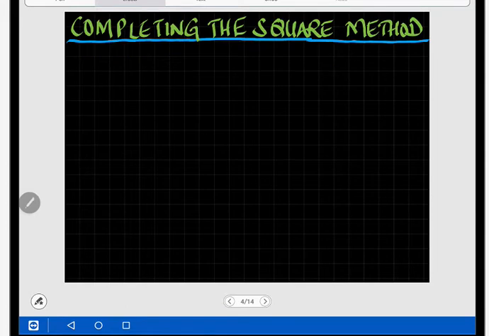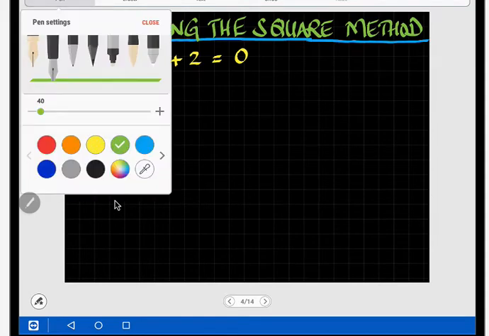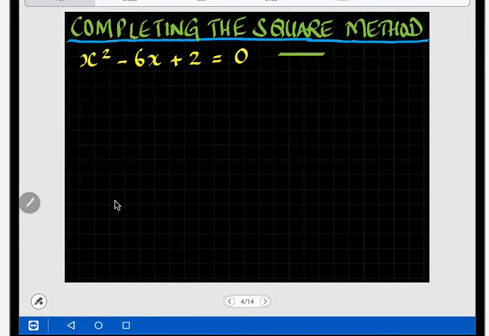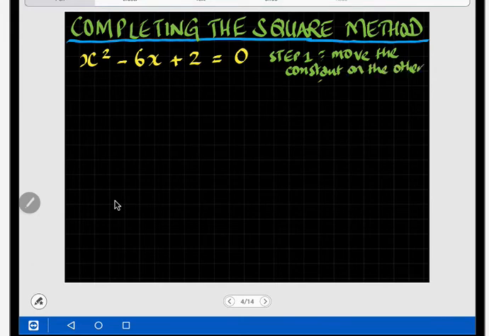Right, sorry, I had the wrong question. We could have solved it, but by formula, not completing the square. So let's have a look at this example. x squared minus 6x plus 2 is equal to 0. Now, what I do by the method of completing the square is, step 1, move the constant to the other side. That's my step 1.